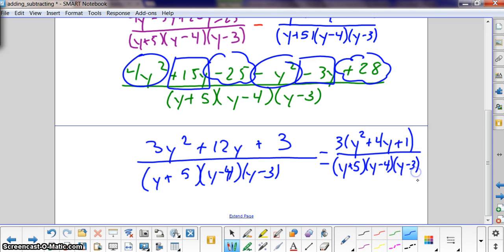And so now the last thing I need to do is consider this quadratic right here. Can I factor y squared plus 4y plus 1? If I can factor that, I should do so, and then look to see if it reduces out with anything in the denominator. Turns out I cannot find two numbers that multiply to 1 and add to 4. So this is going to be my final product.